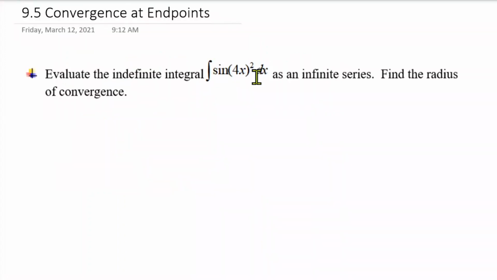Let's try to integrate that thingy. And your first reaction is, what is that? It's not sine to the fourth power, that we know how to integrate. This is sine of 4x, quantity squared. I certainly don't know how to integrate this thing, do you? But why would you want to do such a thing?